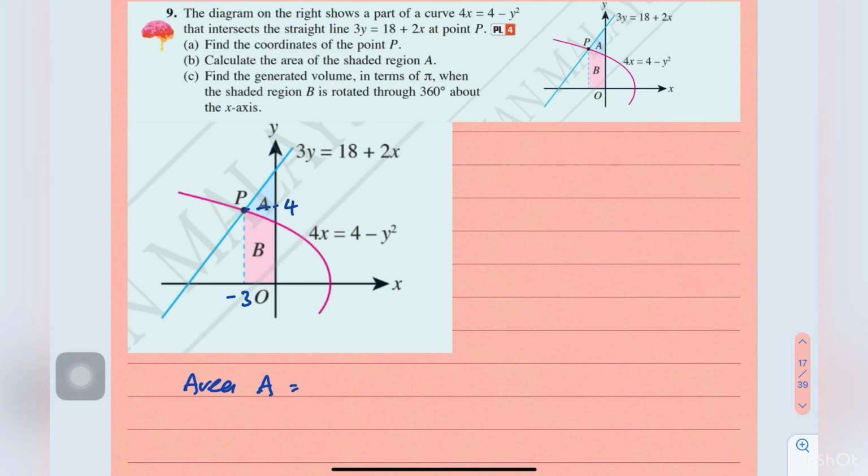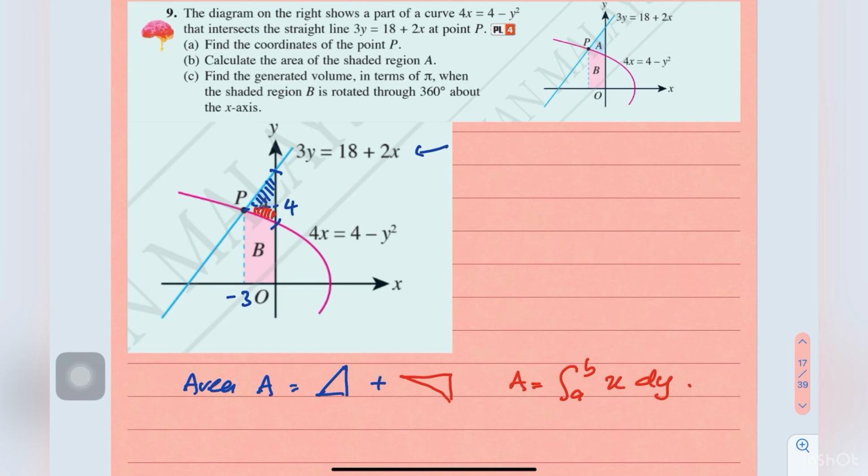So here I have this triangle, plus this area under the graph. For this one we use the formula area equals the integral from a to b of x dy. Before we find the area, we need to find the limits, this limit and this limit. To find the y-intercept, x equals 0.